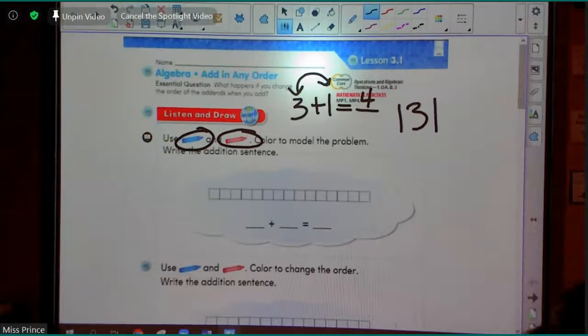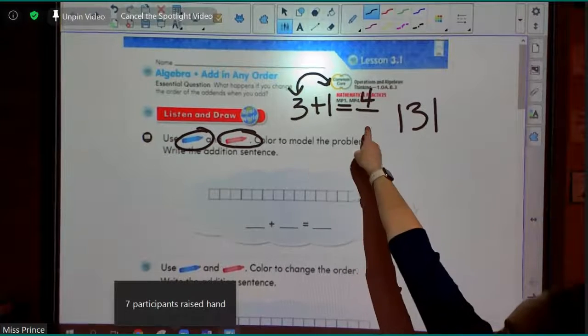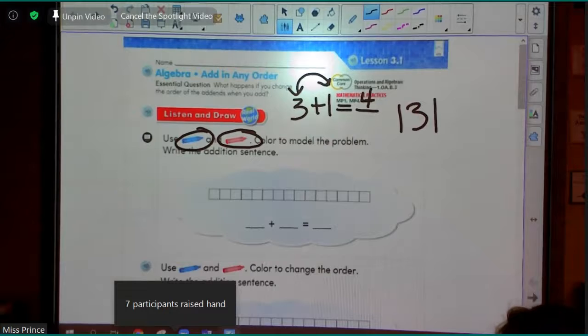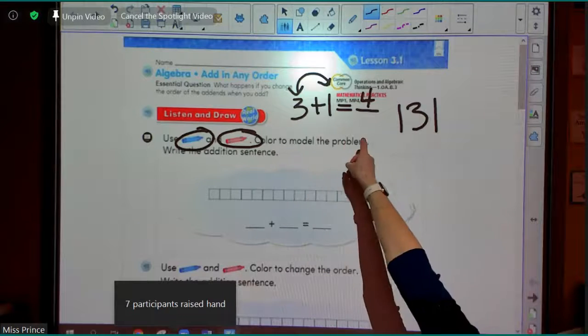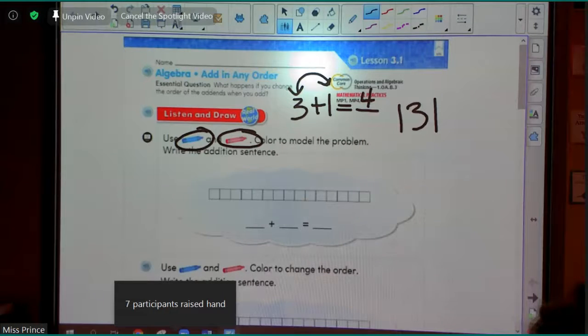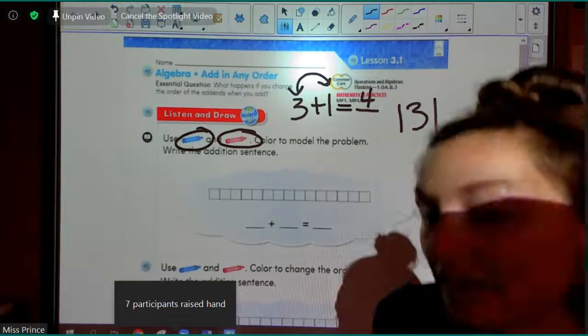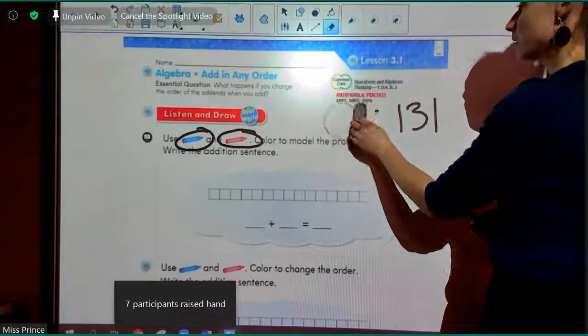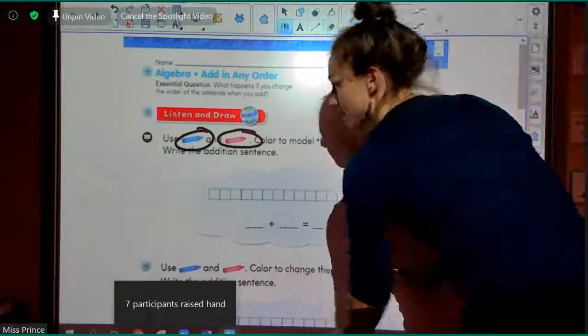Kieran, can you tell me what would happen to my answer if I changed these around? They would still be the same. I would still get 4, right? Yeah, nice job, Kieran. We would still get 4. So we're going to be talking about that today.